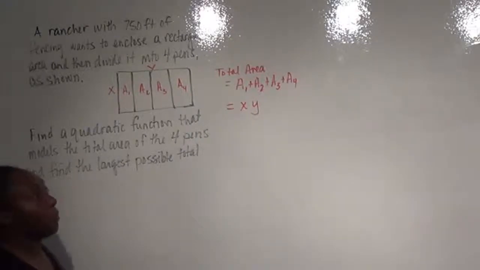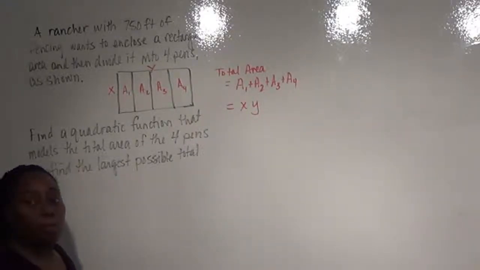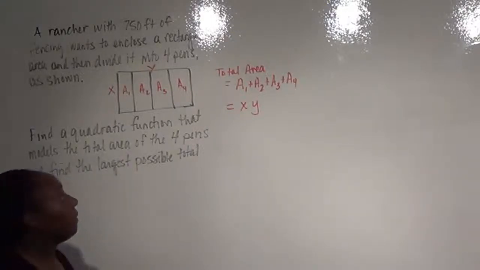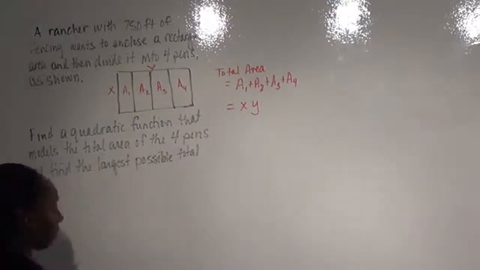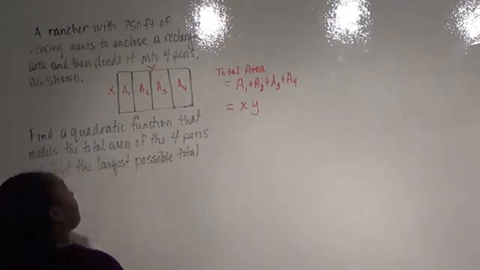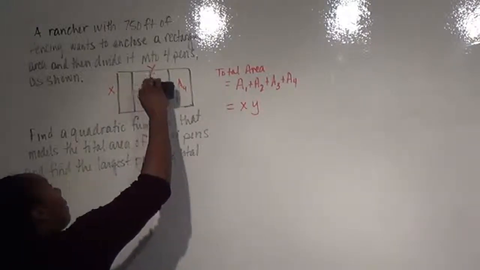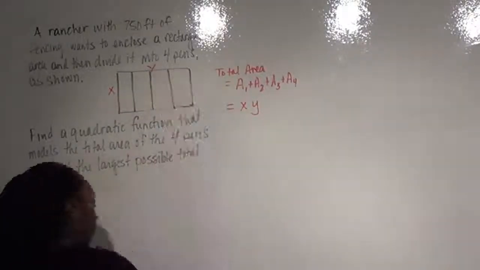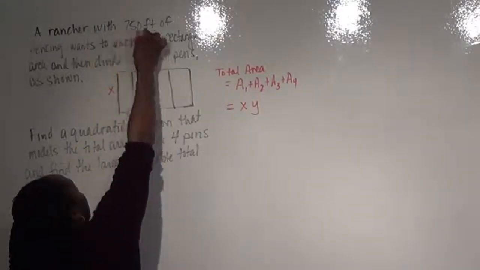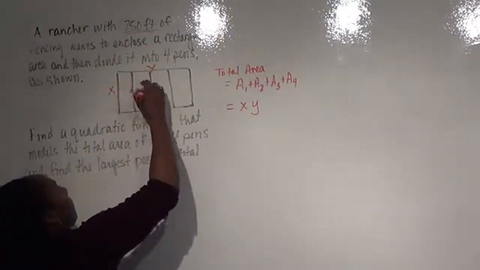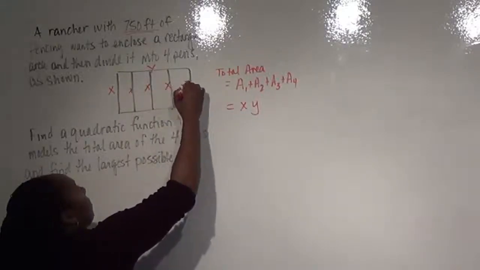Okay? Now the problem with this, as we've seen before, is our functions are usually only having one variable. And in this case, I've got two. So I've got to somehow get this in just one variable. Okay? So here, if I look at this, I can use the fact that I know I have 750 feet of fencing. So I know I'm going to need fencing in each of these.